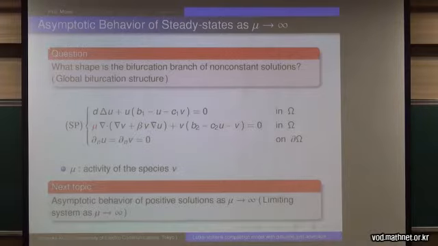Okay, so from an ecological viewpoint, this is a rough observation: mu means the activity of the species V, because V has diffusion and advection. Okay. First, I want to derive a limiting system as mu tends to infinity. Okay, a shadow system. Let's begin with a formal derivation of such a limiting system.